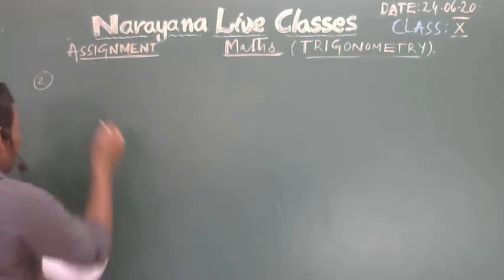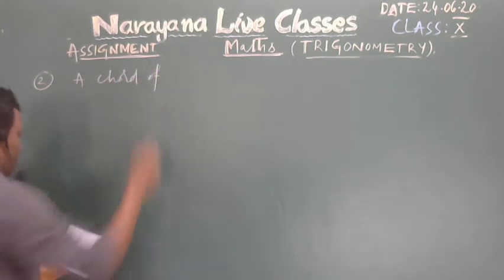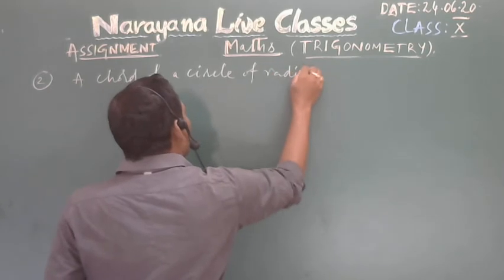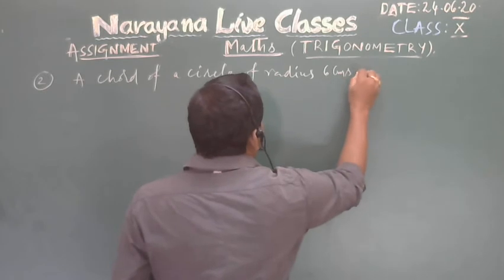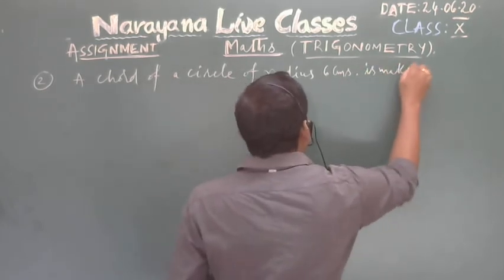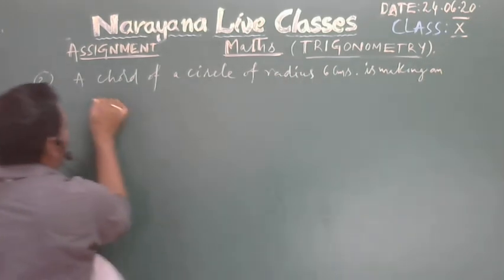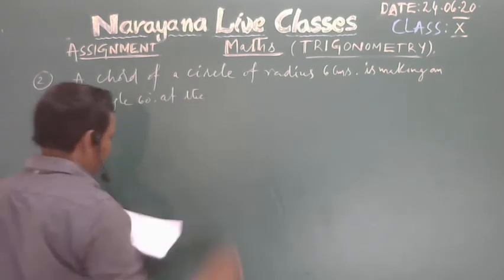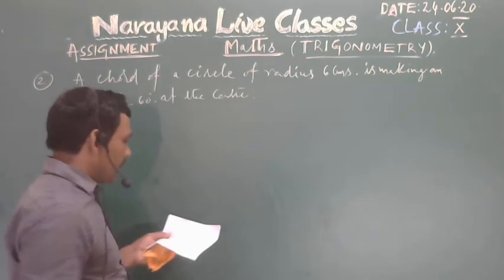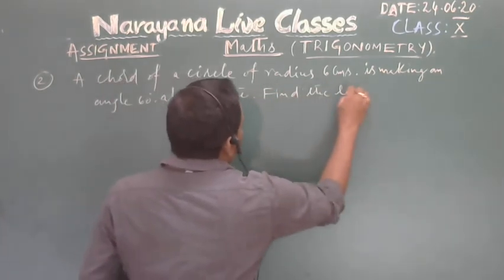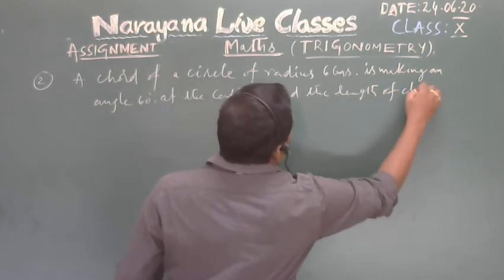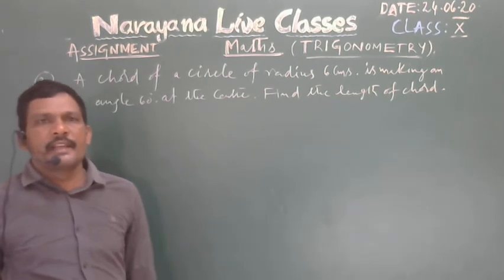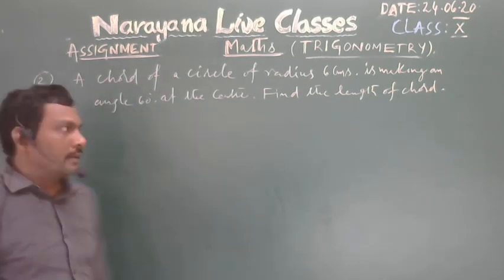Second question: a chord of a circle of radius 6 centimeters is making an angle 60 degrees at the center. Find the length of the chord. Answer.